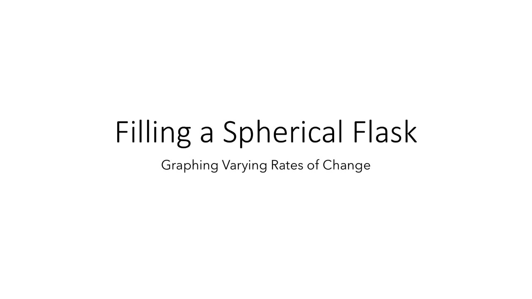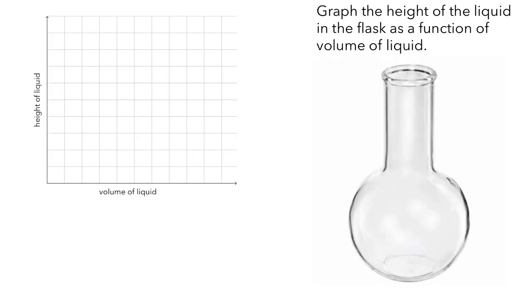In this video, I'll show you how to graph a varying rate of change using a context of pouring water into a spherical flask. I'll play an animation showing a liquid being poured into a spherical flask. As you watch, think about the relationship between the height of the liquid and the volume of the liquid.